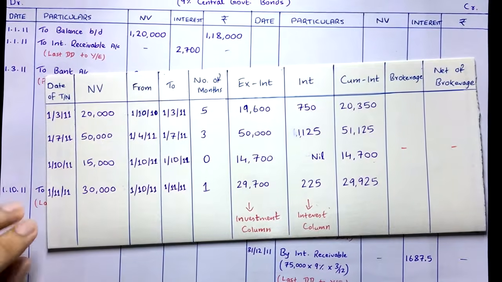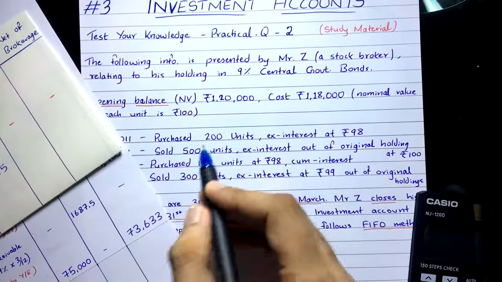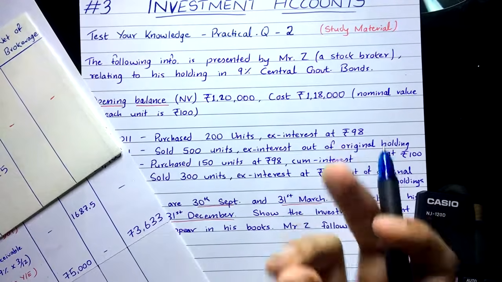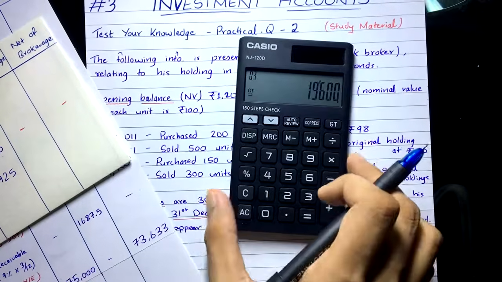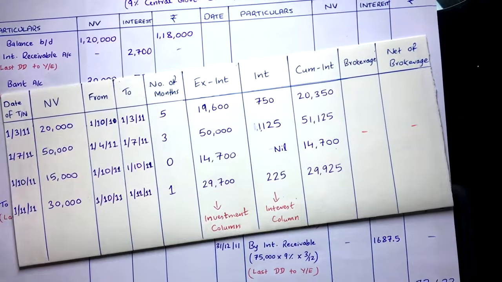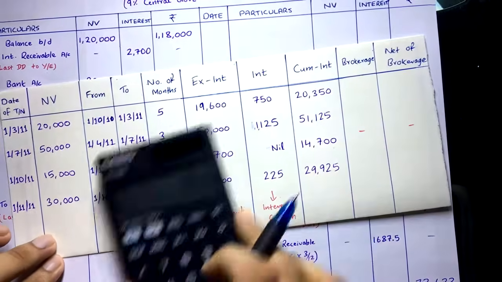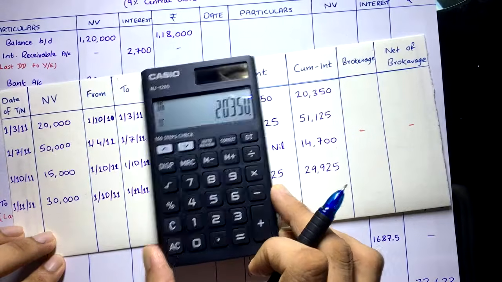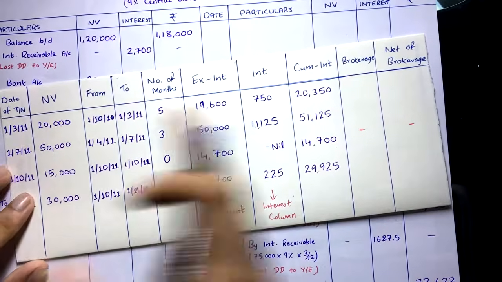And then the ex-interest price you already have in the question. They have said, purchase 200 units, ex-interest at 98. So 200 into 98 is 19,600, which is your ex-interest price. You can easily calculate cum-interest by adding these two together: 19,600 plus the 750 interest you just calculated gives cum-interest of 20,350. Simple.